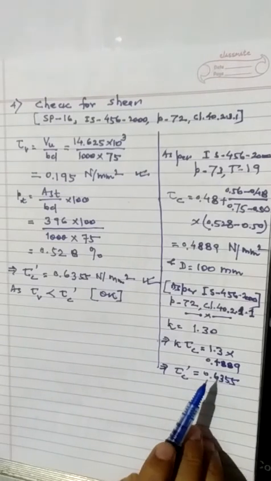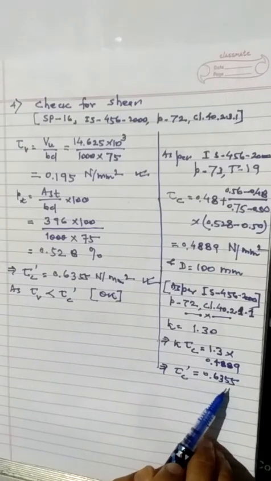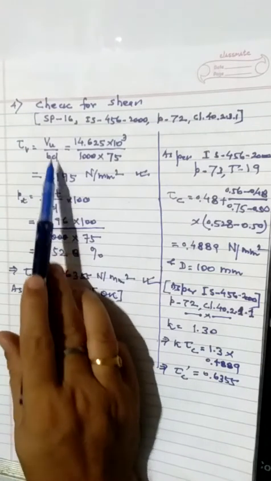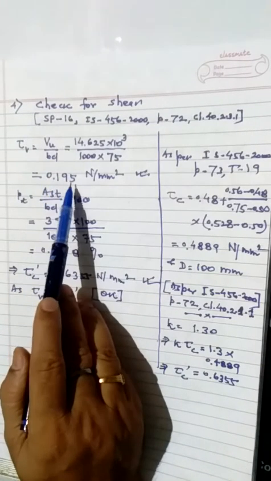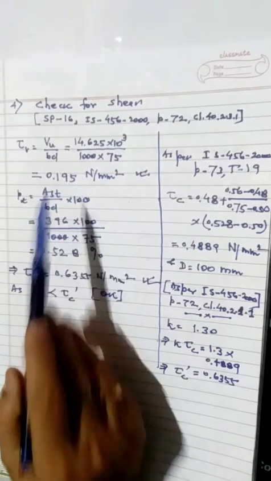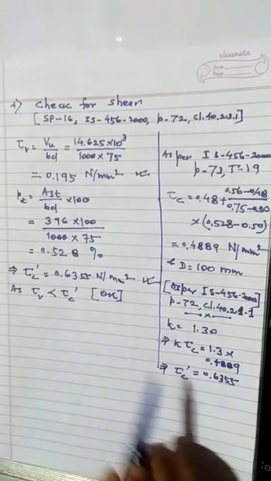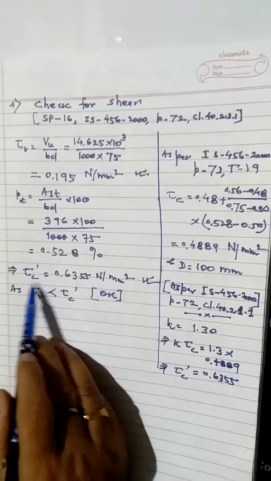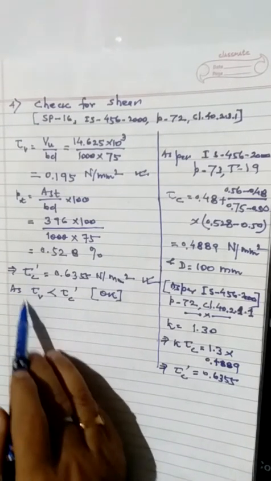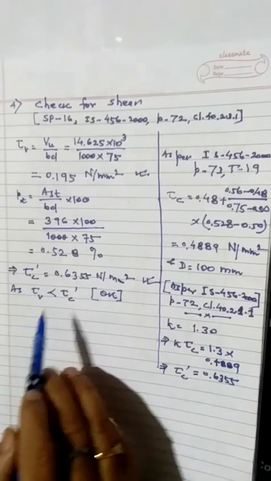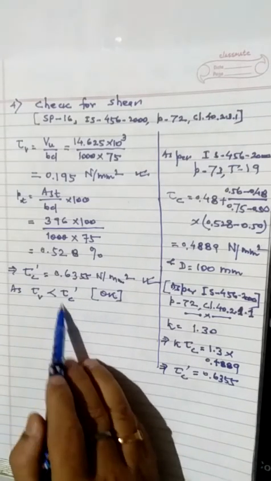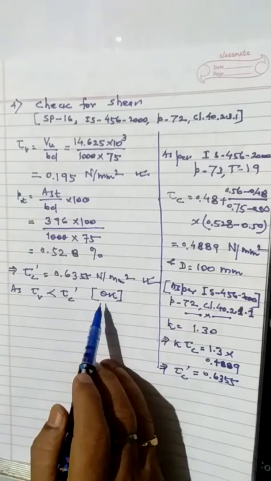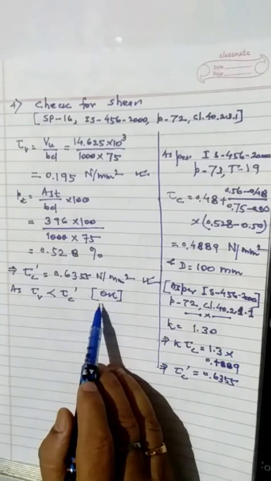Now you can see here the tau C dash is 0.6355 and the tau V, that is our nominal shear stress because of the given load, is 0.195. Now here the tau V is lesser than tau C dash. So the stress due to the applied external load is tau V, which is less than the effective shear strength of the concrete in the slab. So the slab is in a safe state, so this is okay.